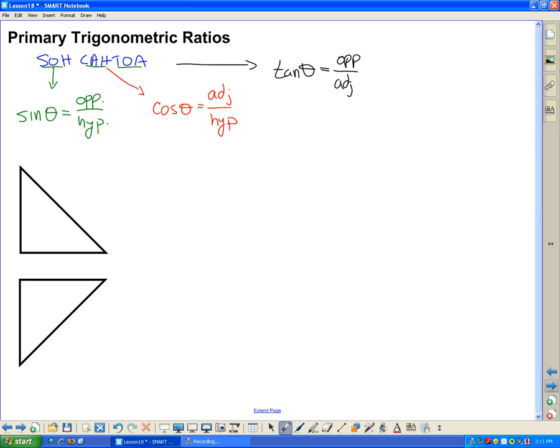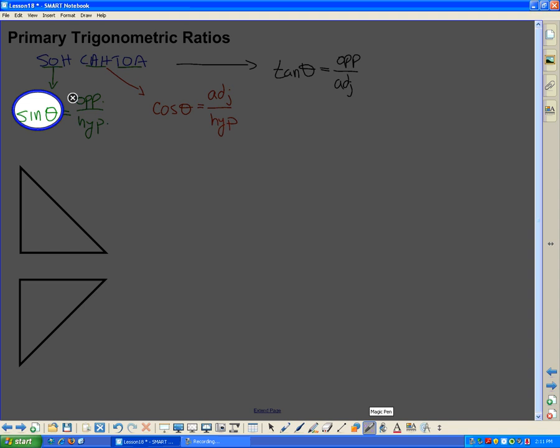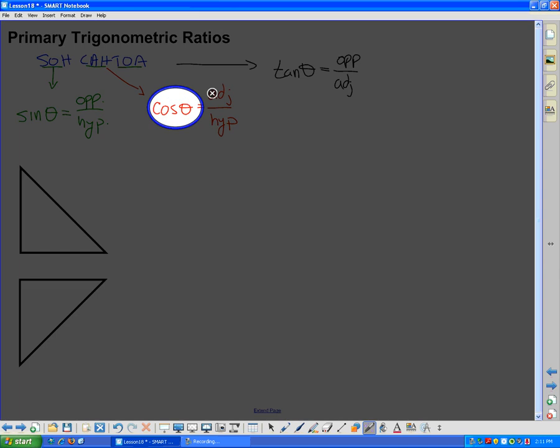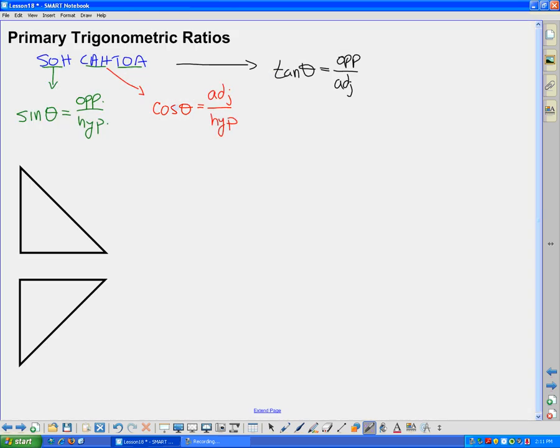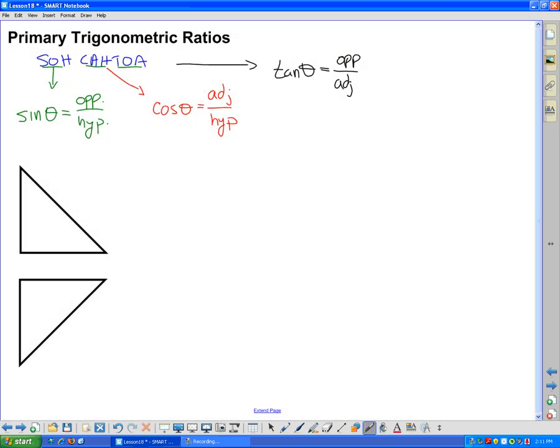So those three trig ratios are our primary. I want to point out that sine theta, that theta cannot be stripped away. Sine theta is the expression, so the theta cannot be separated without doing something to the cosine or tan. Okay? And the other side is just a fraction. All right? So that tan theta will tell you a ratio of two particular sides.